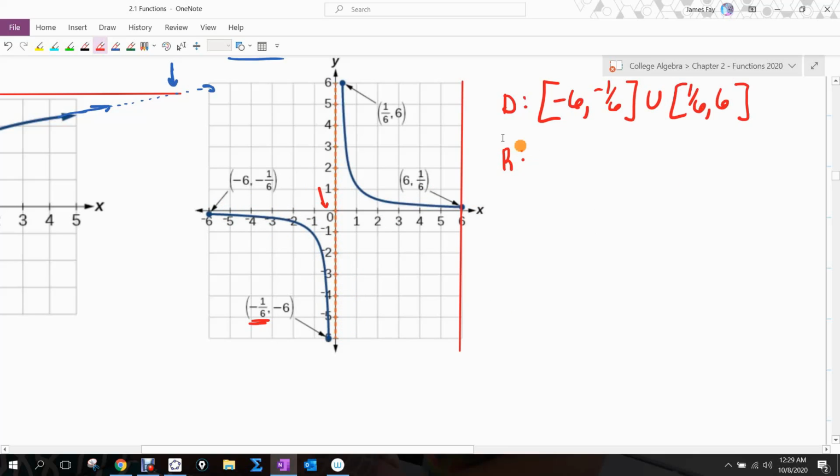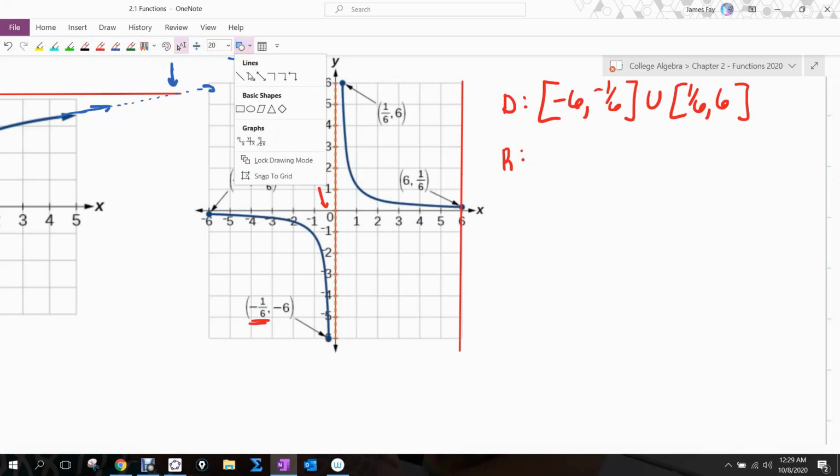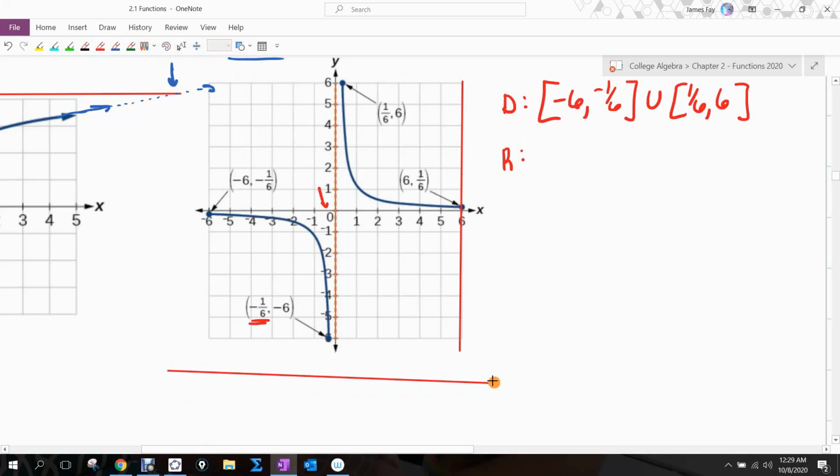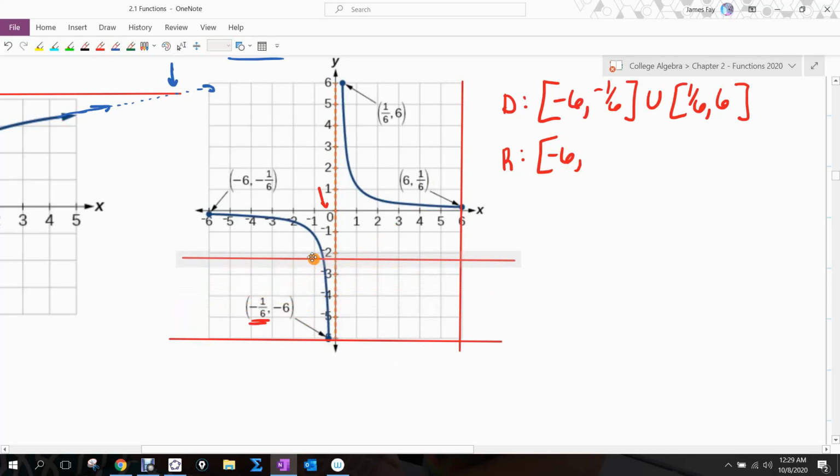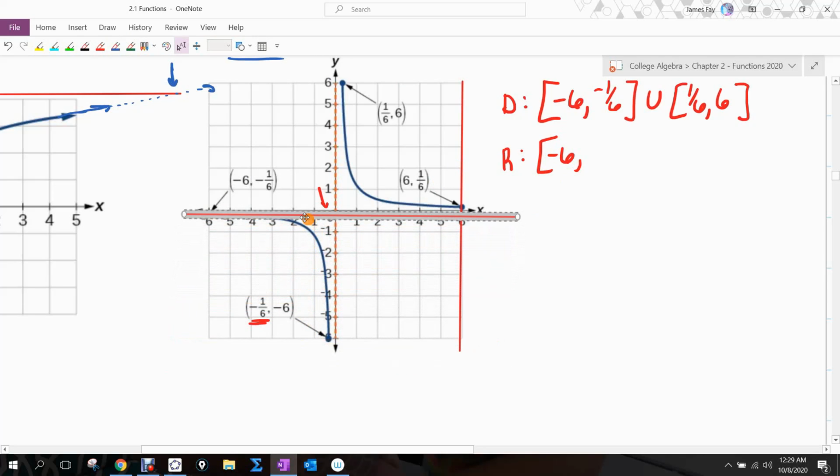Range is the same concept, but moving from the bottom up now and dealing with the y values. So what's the first y value I come in contact with? -6. I'm going to move up. What's the last y value I come in contact with? This little branch here. The last y value will be -1/6.